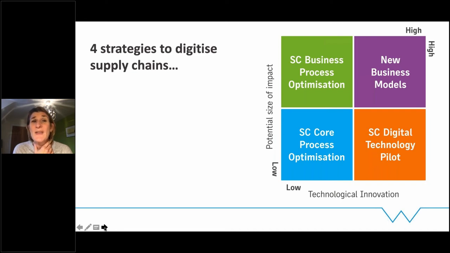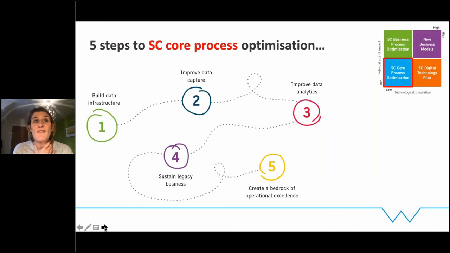So we thought about how we can actually help organizations to digitize their supply chains. And we identified four different strategies, of which we'd argue that you can potentially use all four simultaneously, though some would be more transformative to your business than others. So very briefly, the first of those is what people are currently doing, which is using digital technologies to make their core processes, this planning, manufacturing, logistics, procurement, better.